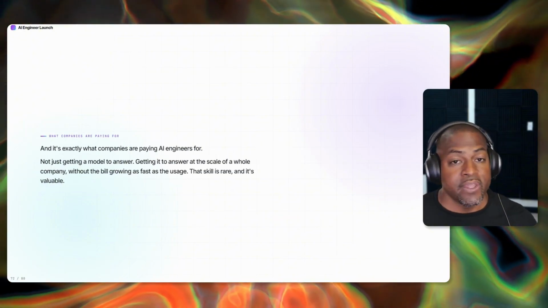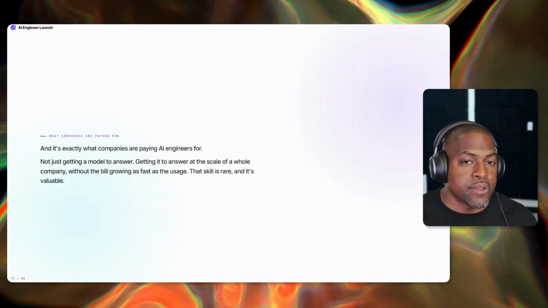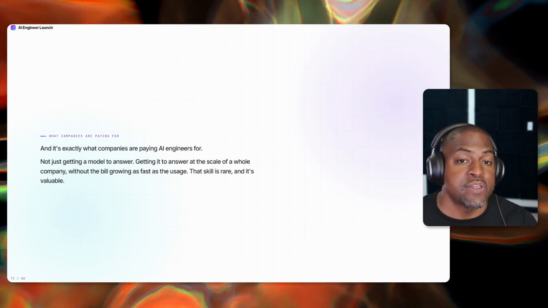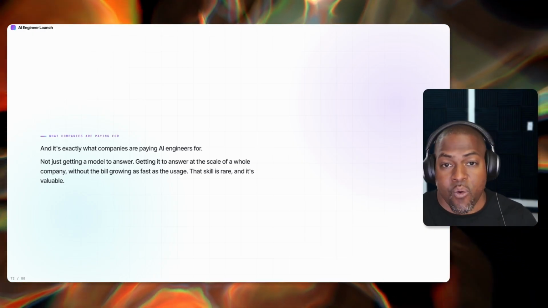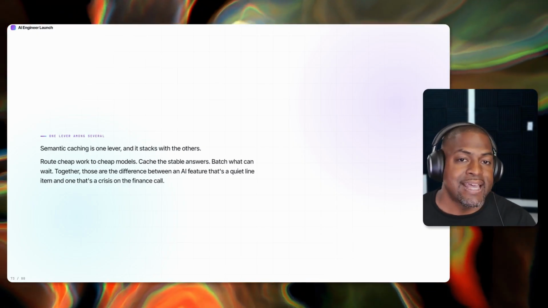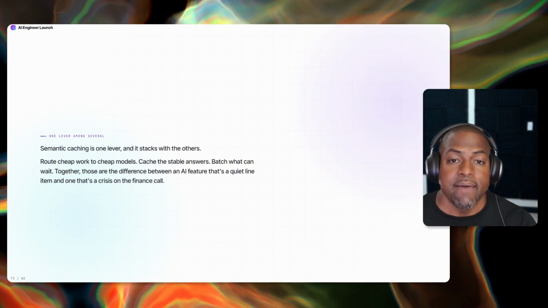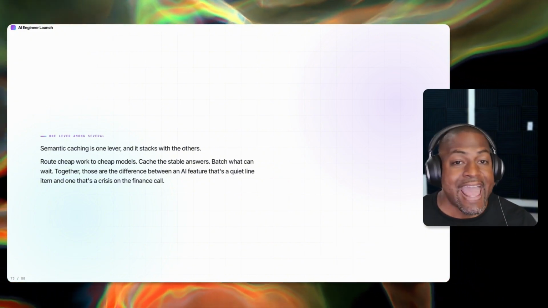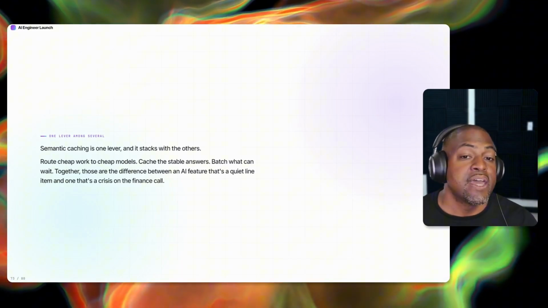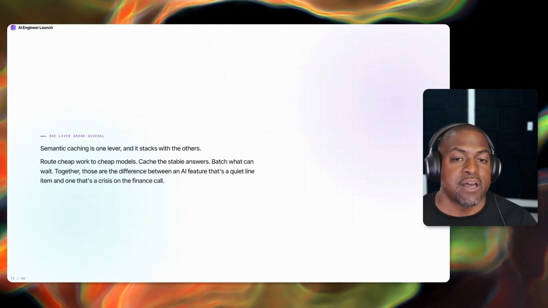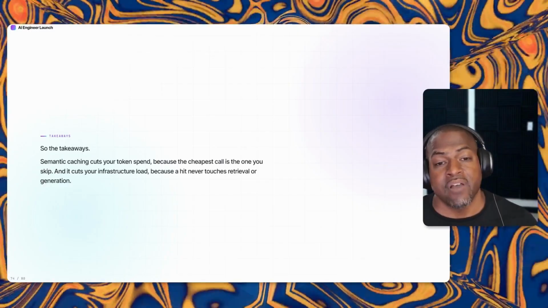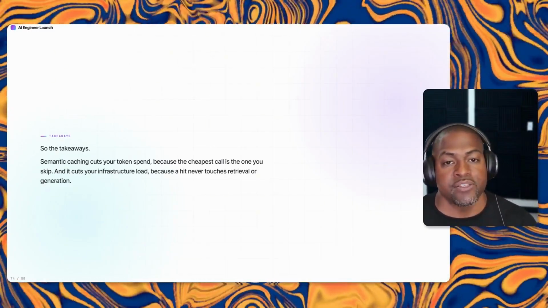Semantic caching is one lever and it stacks with the others. Route cheap work to cheap models, cache the stable answers, batch what can wait. Together, those are the difference between an AI feature that's a quiet line item and one that's a crisis on the finance call. So the takeaways: semantic caching cuts your token spend because the cheapest call is the one you skip. And it cuts your infrastructure load because a hit never touches retrieval or generation. It improves the user experience because cached answers come back instantly. And it gets more valuable the more your usage grows, which means it pays off most at exactly the moment your costs would otherwise spiral.